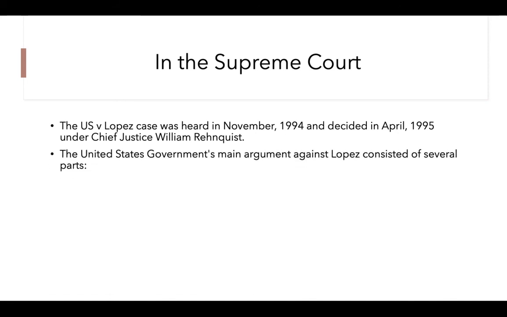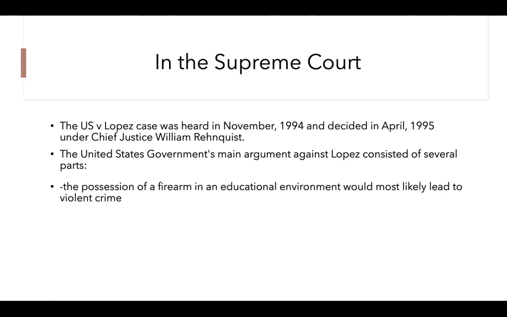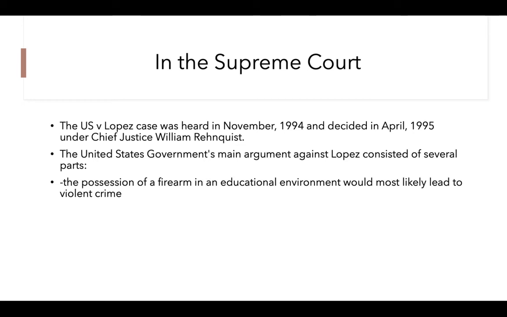Now, the United States government's main argument against Lopez consisted of several parts. So the United States federal government is giving these arguments to the Supreme Court, and they give them on several main concepts, right? One of them is that the possession of a firearm in an educational environment would most likely lead to violent crime. So if someone has a gun and they bring that gun to the school, more times than not, they're trying to use the gun to harm people, not to have as some statue, right? Not to have as some toy to show people at show and tell.